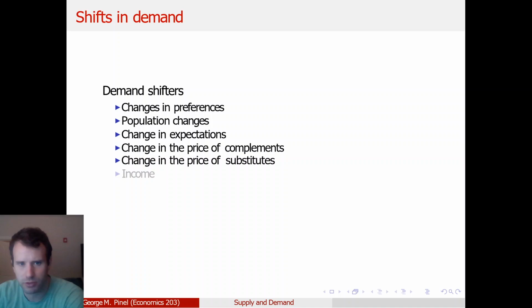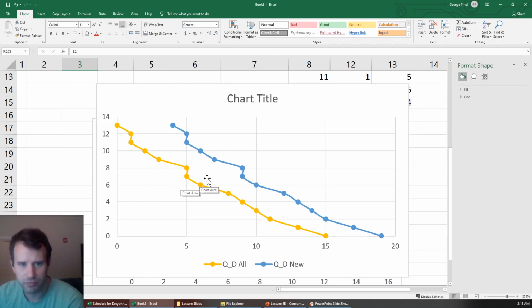Income also has an effect. So if you increase the amount of money that you can spend on lunch, you'll buy more hot dogs. If you decrease it, you'll buy less hot dogs. You might start packing your lunch. So again, just to clarify, if you have a demand shifter that increases the amount of hot dogs you want, you're going to be moving from yellow to blue. If you have a demand shifter that decreases the amount of hot dogs you want, you're going to be moving from blue to yellow. Prices on the y-axis, quantities on the x-axis. That's always the case. Price on the y, quantity on the x.